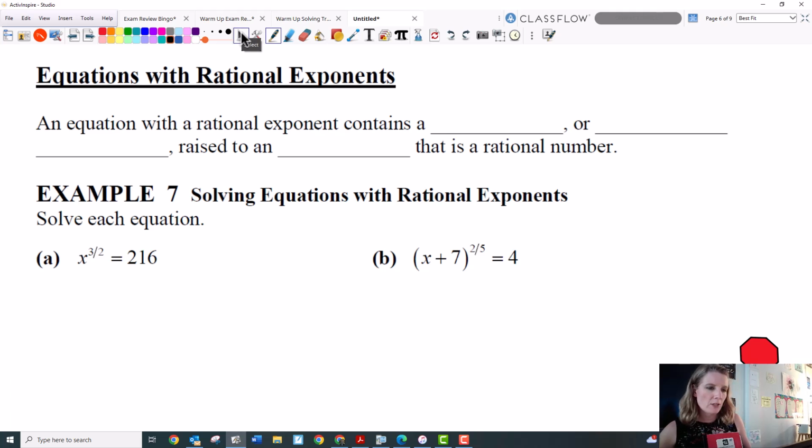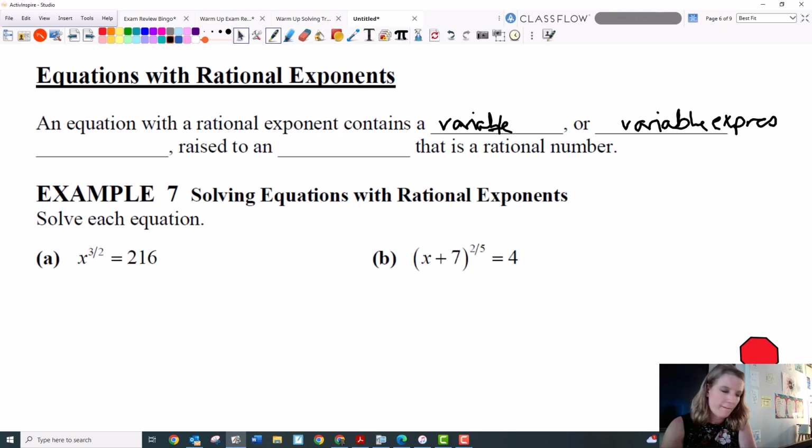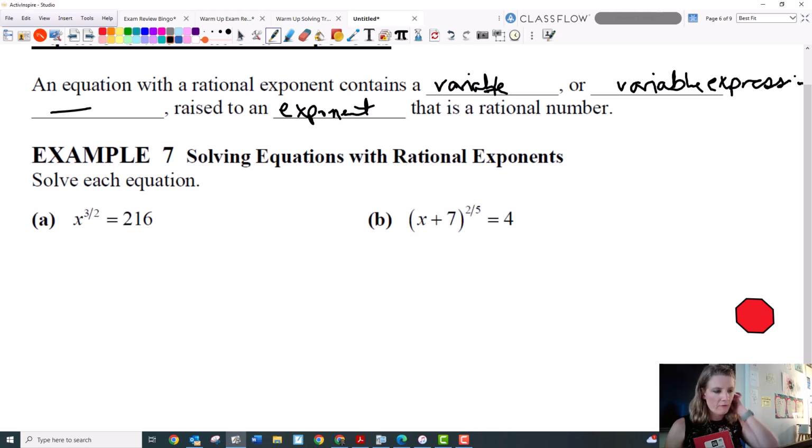Now, an equation with a rational exponent contains a variable or variable expression raised to an exponent that is a rational number. These are straight out of the book. Basically, you have fractions as exponents. To get rid of a fraction as an exponent, you just raise it to the reciprocal. So I'm going to raise both sides to the 2/3. So the 2/3 and the 3/2 cancel.